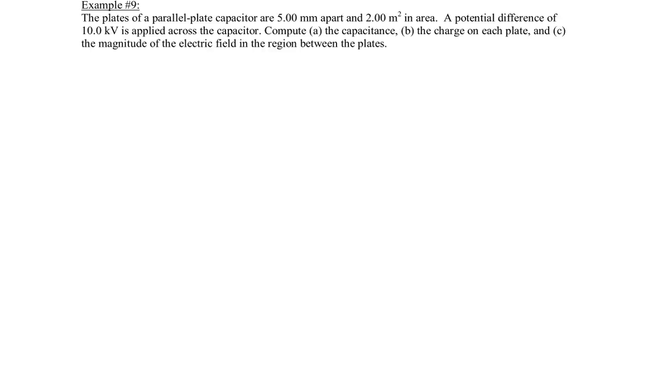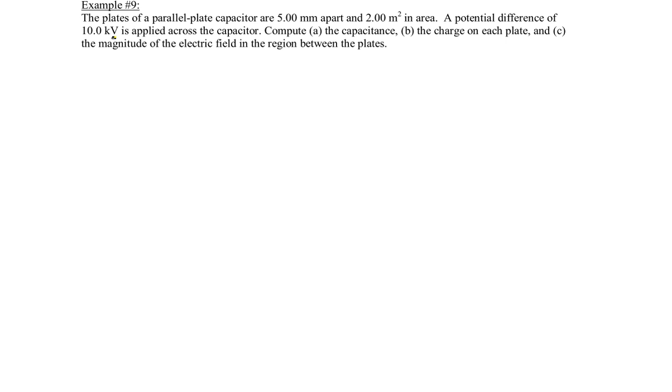Alright, example number 9. We have the plates of a parallel plate capacitor that are 5 millimeters apart and have a surface area of 2 meters squared. The potential difference of 10 kilovolts, or 10,000 volts, is applied across the capacitor, and we're asked to compute the capacitance, the charge on each plate, and the magnitude of the electric field in the region between the plates.